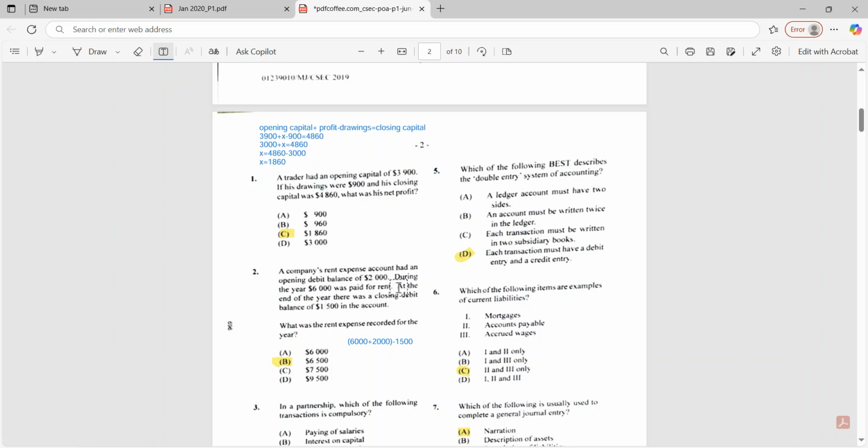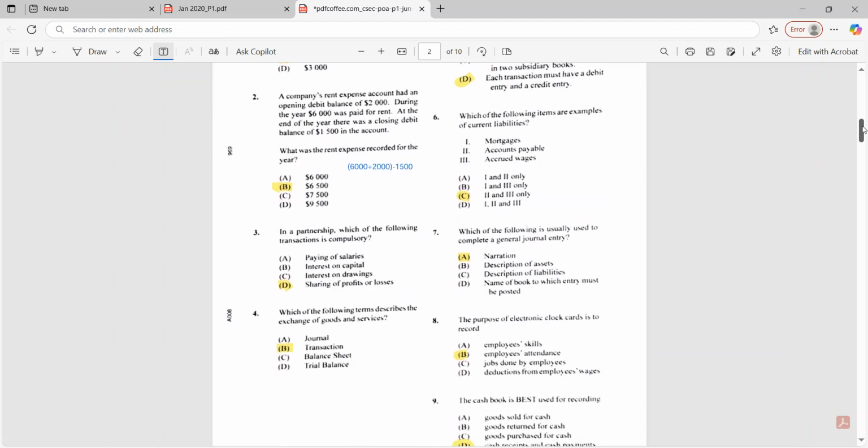Now, a company's rent expense account had an opening debit balance of $2,000. During the year, $6,000 was paid for rent. At the end of the year, there was a closing debit balance of $1,500 in the account. What was the rent expense recorded for the year? So we add up the opening balance of $2,000 plus the $6,000. That gives us $8,000. And we subtract the amount that is still remaining in the account, which is 1,500, and that gives us 6,500. Hence, the answer for number 2 is B.